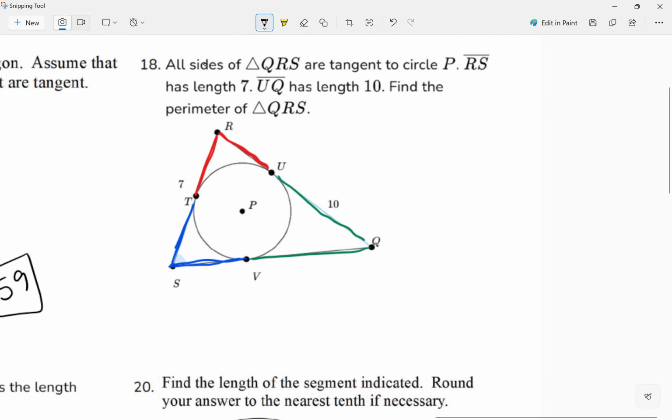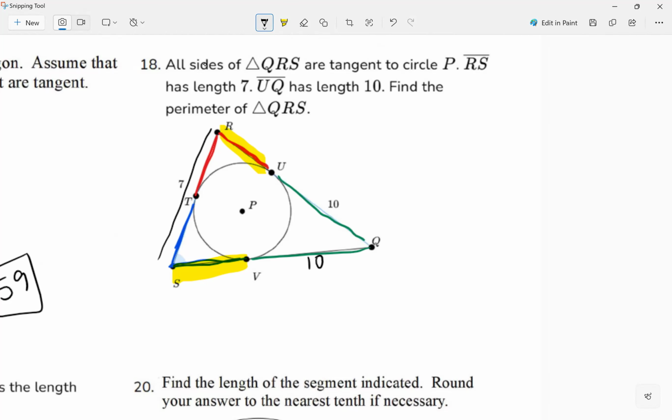And let me figure things out. Okay, so the segment RS, a red and a blue, equals 7. Remember, RS is this whole thing. UQ has a length of 10. So that means this other green one is also 10. Find the perimeter of triangle QRS. You might be wondering, I don't know these two.